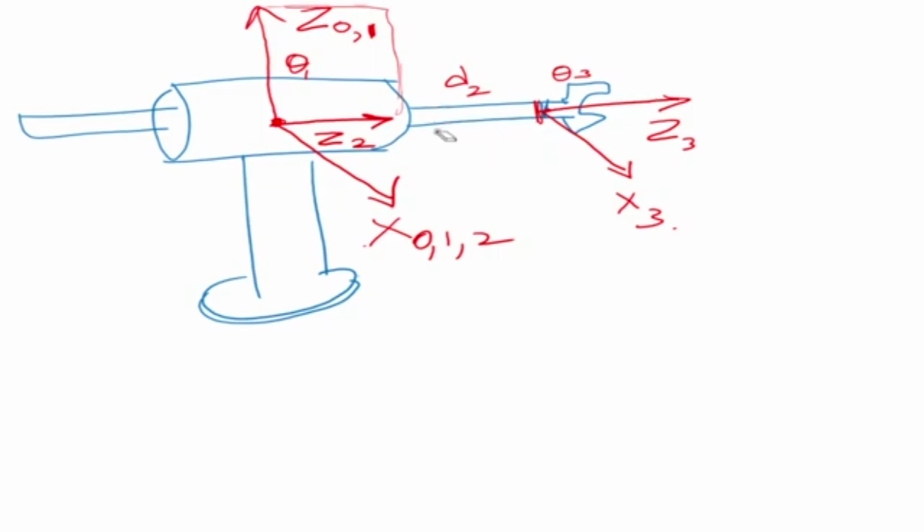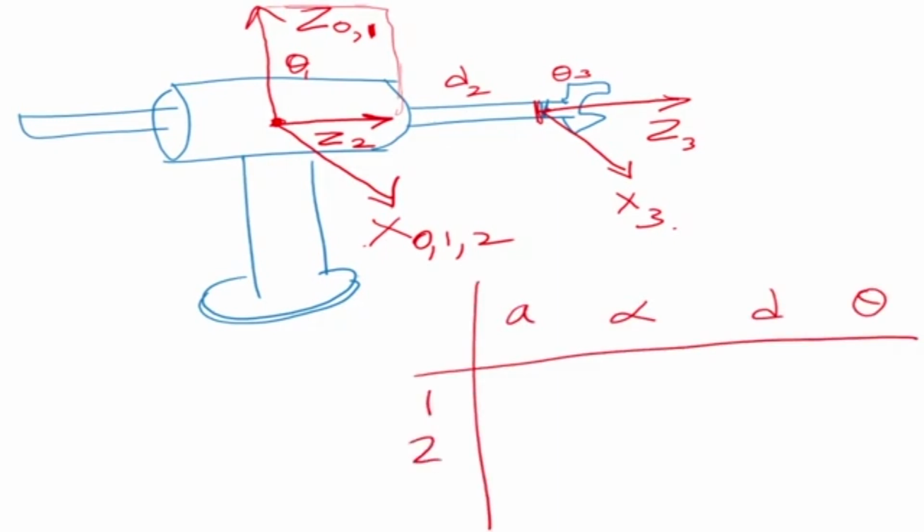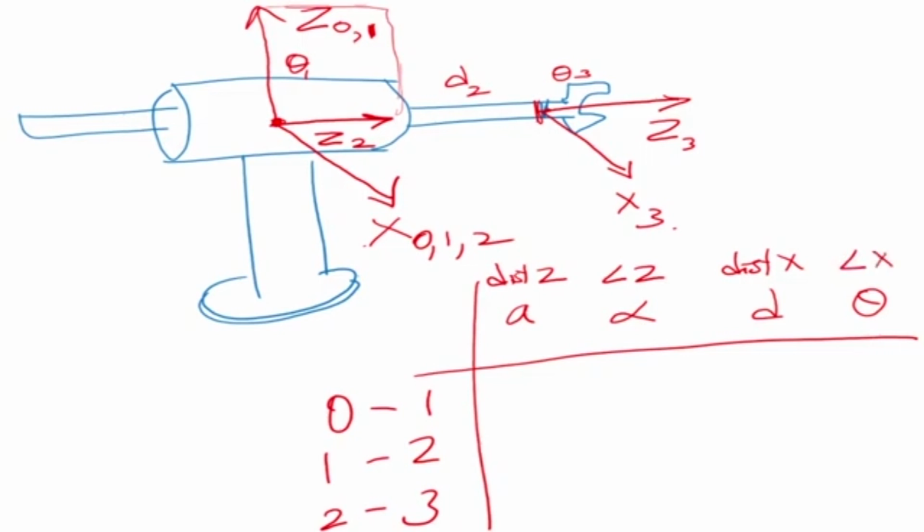Okay, so now let me write the DH parameter table. So it is a, alpha, d, and theta. Okay, just for understanding, we have 1, 2, and 3 axes. So this is 0 to 1, 1 to 2, and 2 to 3. So this is the distance between the z's. This is the angle between z's. This is the distance between x's. To remember, this is the angle between x's.